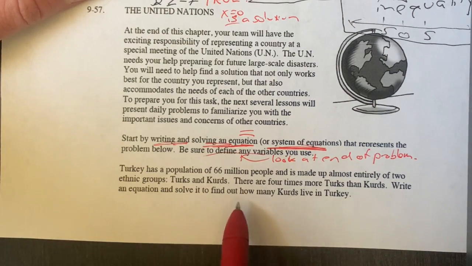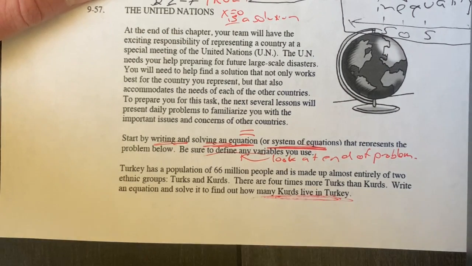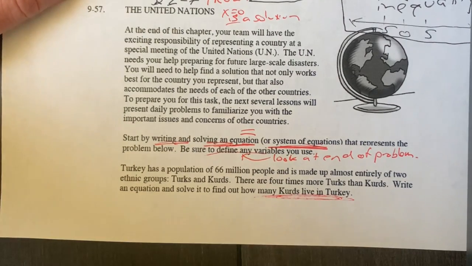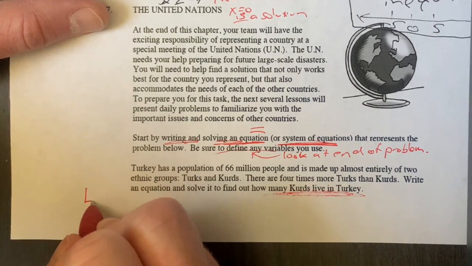What we're trying to do in this problem is write an equation to find out how many Kurds live in Turkey. So ultimately, we'll have to solve for a variable. Representing what? Well, how many Kurds live in Turkey? So let's have that be the variable we're defining.